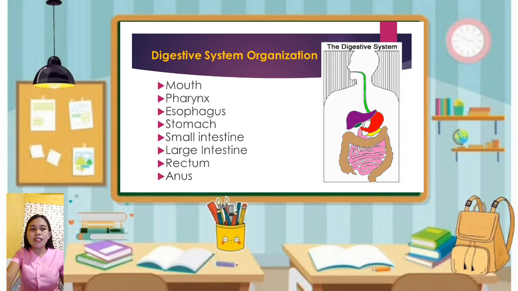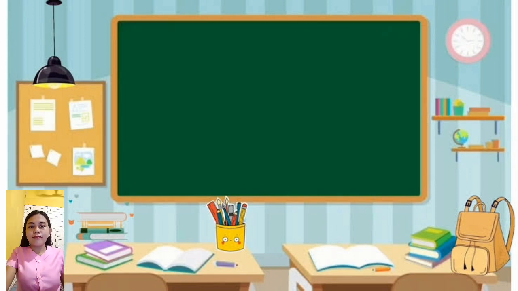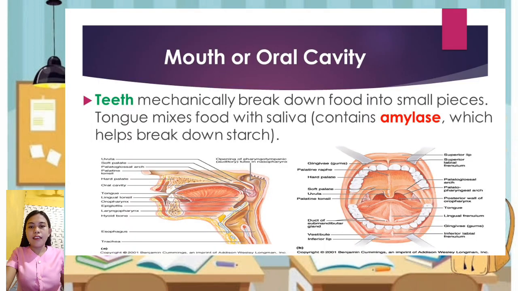Okay, digestive system organization. We have the mouth, next the pharynx, esophagus, stomach, small intestine, large intestine, rectum, and anus. So let's discuss this one by one. Let's have the mouth or oral cavity. It is where the ingestion of foods happens by taking the food into your mouth, and the start of digestion through your teeth that mechanically break down food into smaller pieces, and also your tongue that mixes food with saliva that contains the enzyme amylase which helps break down starch.